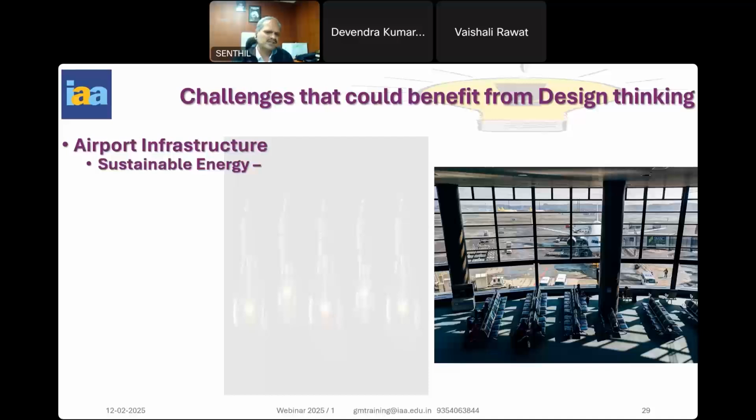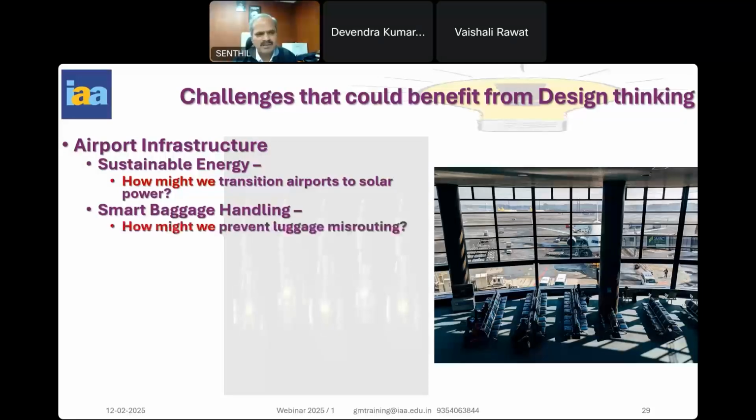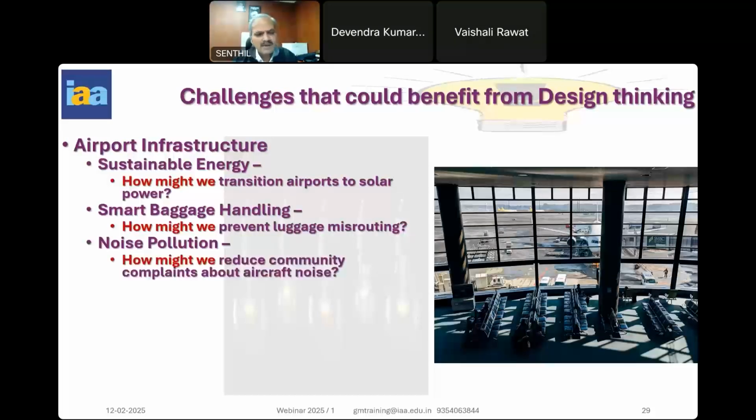When it comes to infrastructure, the Airports Authority is one of the most aspiring organizations on sustainable energy, though the credit goes to Cochin Airport, which has made a wonderful initiative. Now we are also nowhere lacking; we are also implementing many things. But still, we need to see how we might further transition airports to complete solar power, and how we might prevent luggage misrouting. How might we reduce community complaints about aircraft noise?